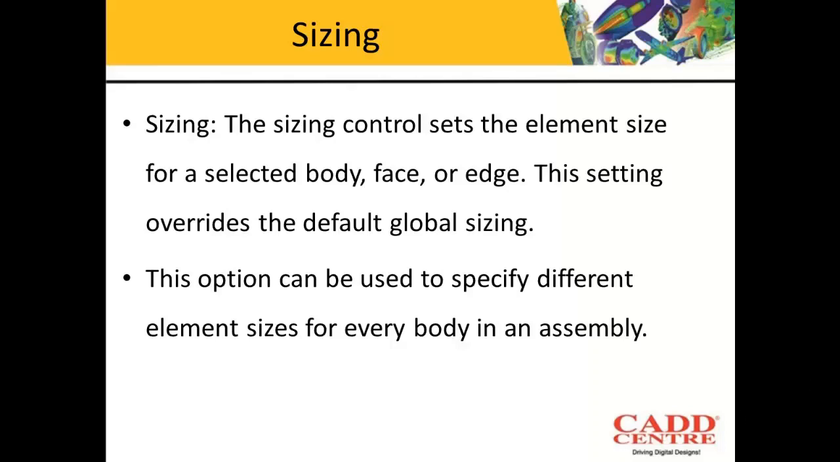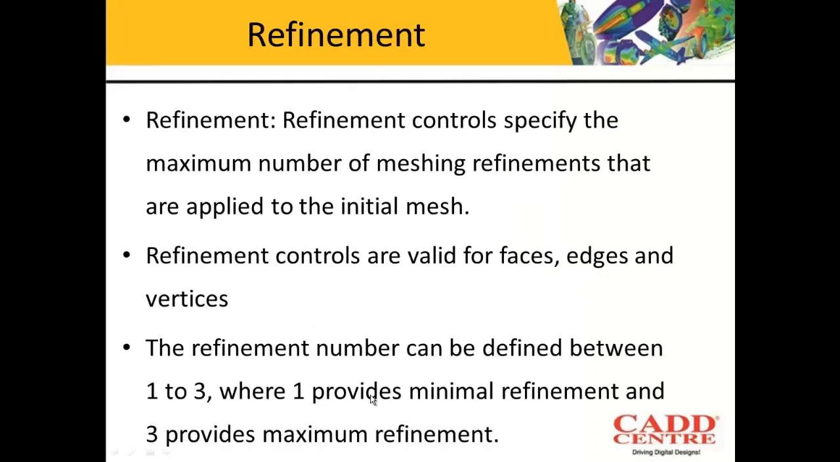Okay. So after that, we will also be discussing one more local mesh setting that is called refinement. The refinement control specifies the maximum number of meshing refinements that are applied to the initial mesh. Refinement controls are valid for faces, edges and vertices. The refinement number can be defined between 1 to 3, where 1 provides the minimum refinement and 3 provides the maximum refinement. So what is the meaning of refinement?